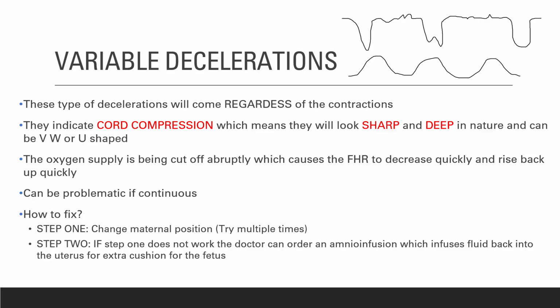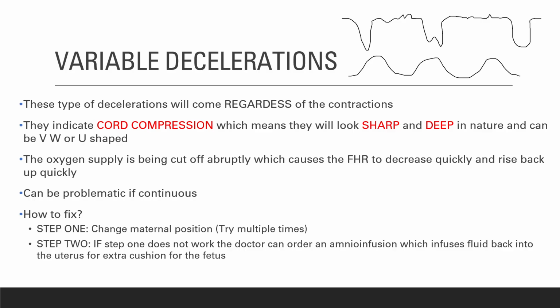How do we fix this if you see something like this? We definitely have to do something. Because the cord is being compressed, oxygen supply is being cut off abruptly to that fetal heart rate. So step one is to do the least invasive, which is change maternal position. You may have to turn her to her left or her right, sometimes high Fowler's, sometimes knee to chest. Different positions may alleviate that pressure off that cord wherever it's being compressed.